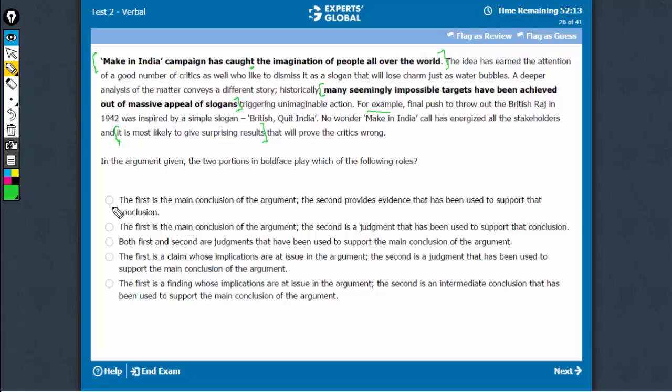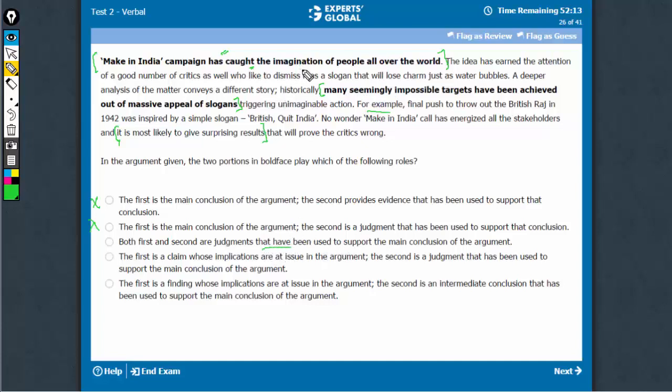First is the main conclusion, just not correct. The main conclusion is here. First is the main conclusion, B also goes. First and second, both are judgments. So, okay, this can be called a judgment because it says has caught the imagination of people. This is someone's judgment. This is also a judgment. So the first part is okay, nothing wrong with this.